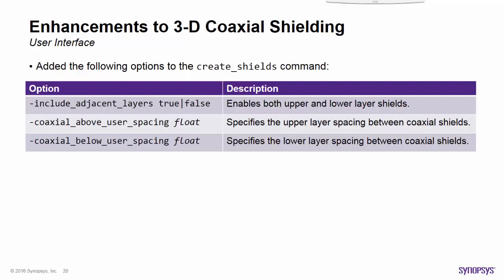User interface. There are three options that were introduced to the command create_shields. They are: first, include_adjacent_layers, true or false. Second, coaxial_above_user_spacing. Third, coaxial_below_user_spacing.